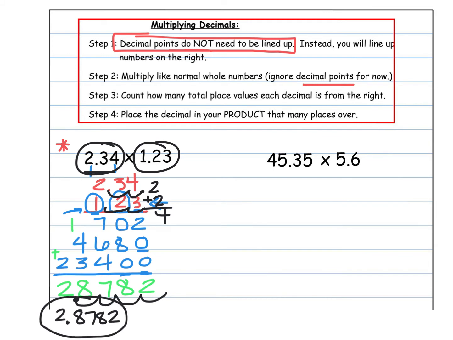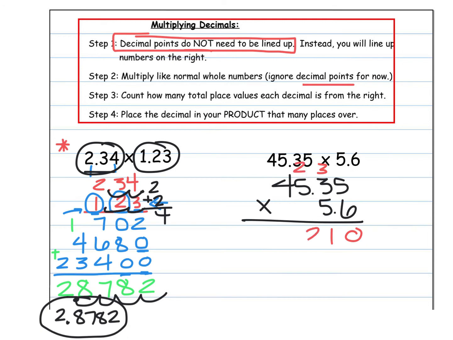We have 45 and 35 hundredths times 5 and 6 tenths. Notice I'm not lining up the decimal, and now I'm just going to forget the decimal points and multiply. So 6 times 5 is 30, 6 times 3 is 18, plus 3 is 21, 6 times 5 is 30, plus 2 is 32, and then 6 times 4 is 24, plus 3 is 27. Put a 0 down before I start with the 5. 5 times 5 is 25.